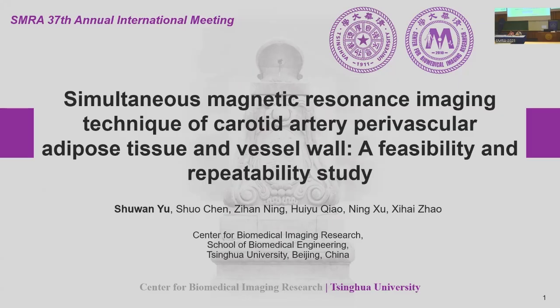The first talk is a simultaneous MR imaging technique of carotid artery, perivascular adipose tissue, and vessel wall, a feasibility and repeatability study, and is given by Shuan Yu from Tsinghua.